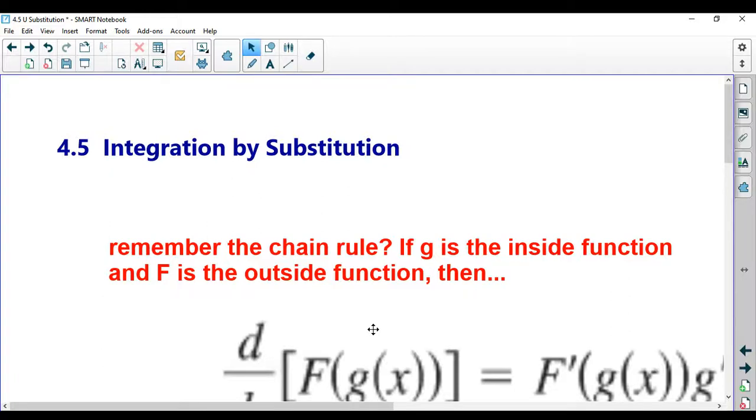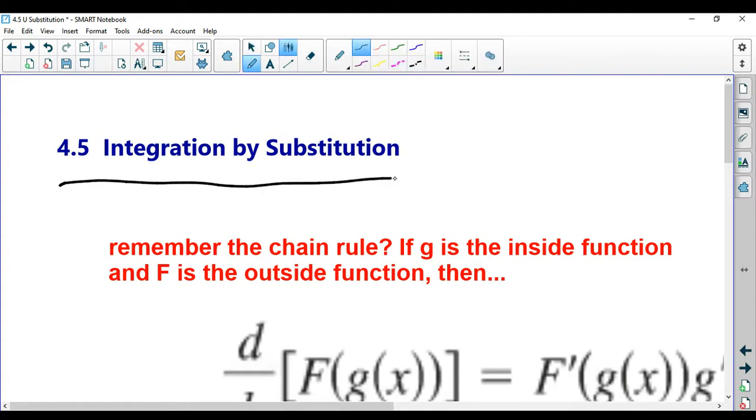Okay, so now we begin one of the most important sections of calculus as far as integration goes. It's going to allow us to integrate a lot more functions. It's called integration by substitution. So first of all, why do we need this?